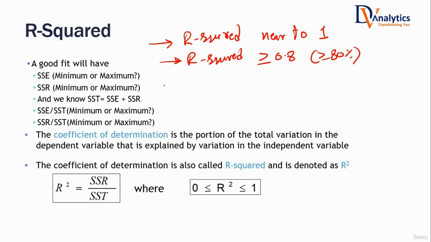R squared value is the model validation measure. One of the most widely asked interview questions is, how do you validate a regression model? Can you answer that now? Using a measure called R squared. When do you say your regression model is good? When R square is almost equal to 1, near to 1. And what is the general industry standard for R square? More than 80%. It has to be above 80%.